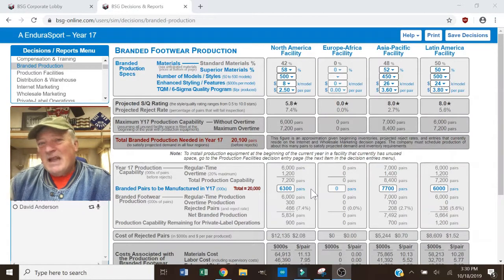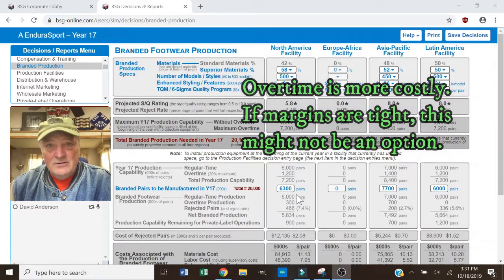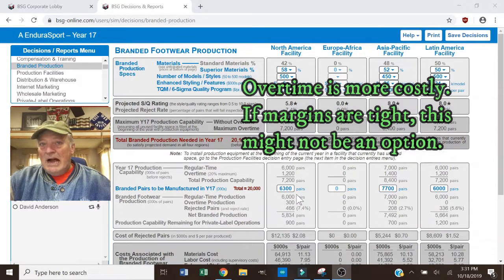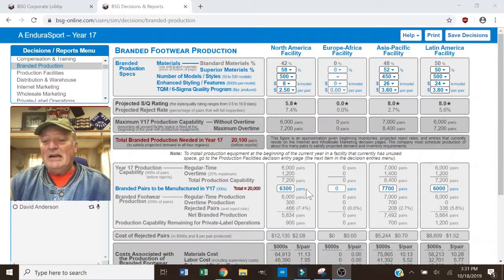So I'm going to sell, I think, maybe 900 pairs of shoes. So in order to maximize my branded label, I'm going to produce 6,300 pairs of branded label, and I figure I can sell maybe 900 pairs of private label. So I'm actually using a little bit of overtime to cover some of that.